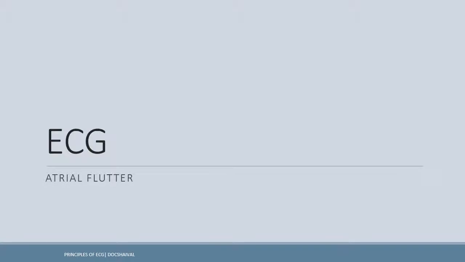Welcome back. We are now going to discuss the atrial flutter. What is atrial flutter? Atrial flutter basically is a sort of atrial tachycardia. It's atrial tachycardia that results from a macro-reentrant loop.